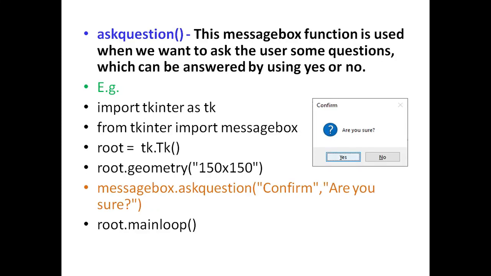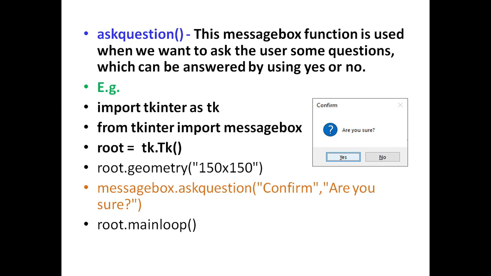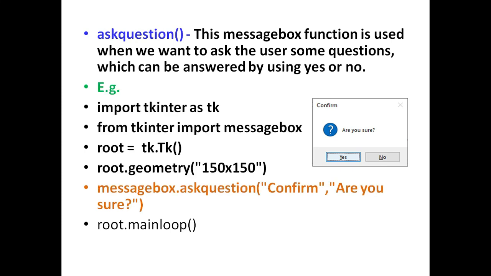Then askquestion. This message box function is used when we want to ask the user some questions which can be answered by the user as yes or no. For example, here we have defined a message box function as messagebox.askquestion with title as confirm and message as are you sure. When we execute this, it will display this window with title as confirm, message as are you sure, then question mark icon and with two buttons yes and no.